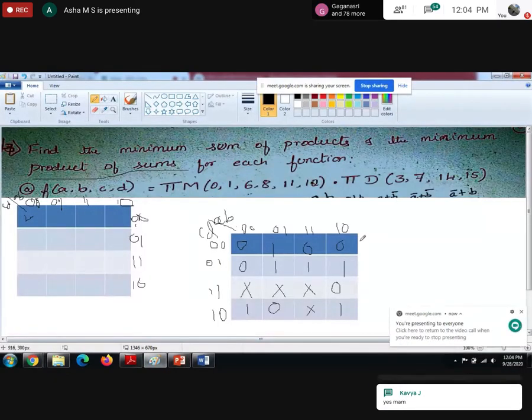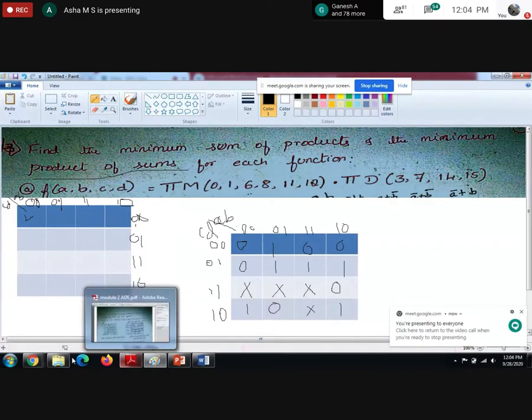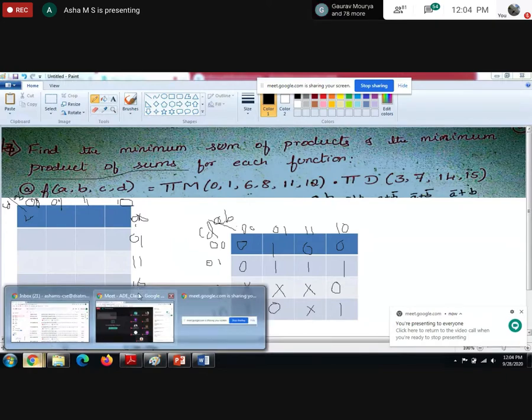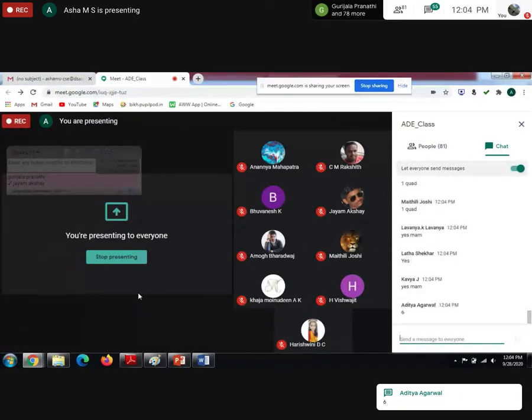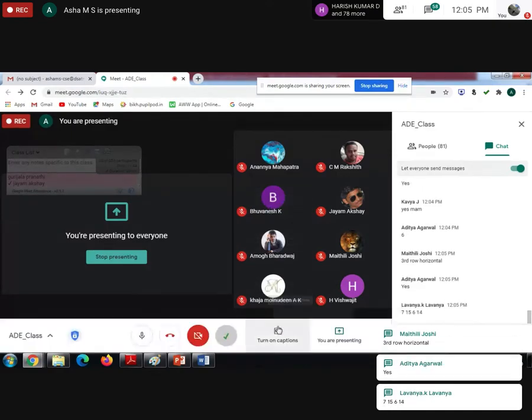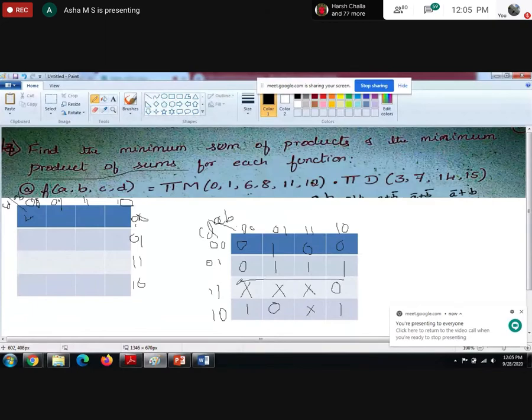Yes. Where can we place the quad? Can anyone mention? Where can we do the quad? Maithili? 6. What is 6, Aditya? Is it cell number? Yes. So Maithili is saying third row horizontal. Yes, it's correct. So this one I can make as a quad.